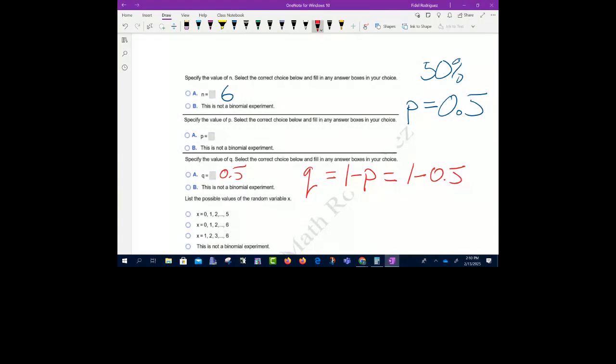Now, for the last part here, it says list the possible values for the random variable X. So remember, we have 6 babies. They all have some kind of ailment. We're trying to get them better. The X is going to stand for how many of the babies could get better. So what I want to think about here is, how many of the babies could get better? Let's think about the possibilities. Is it possible that no babies got better? It's possible, right? I mean, it's possible that none of the babies get better.